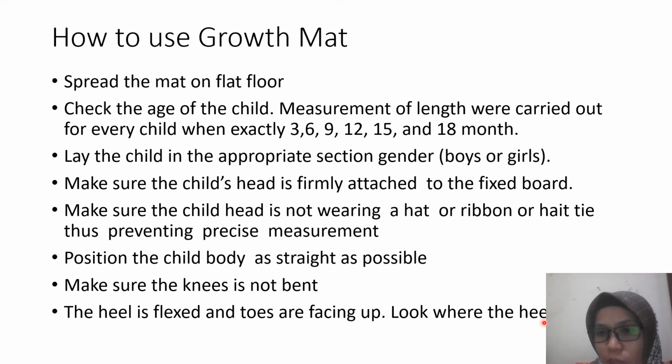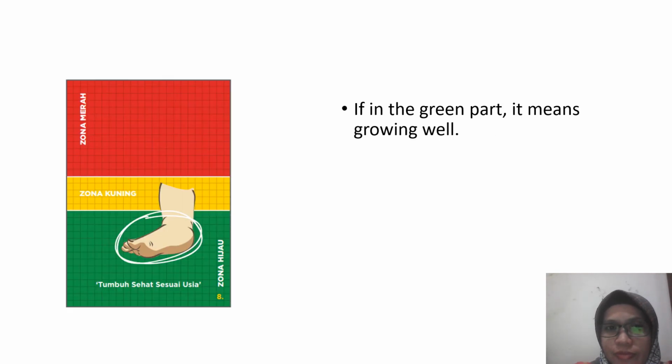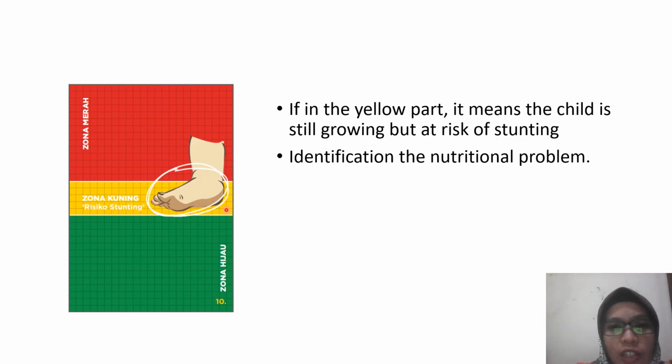Look where the heel is. If the heel is in the green part, it means growing well. If the heel is in the yellow part, it means the child is still growing but at risk of stunting. So the carer must identify the nutritional problem.